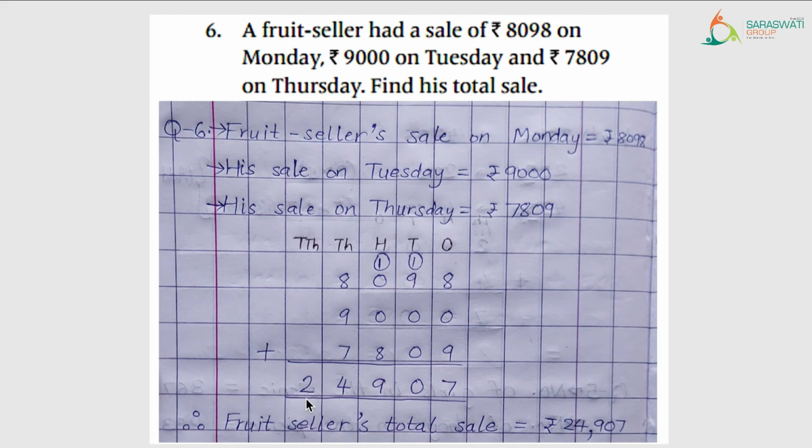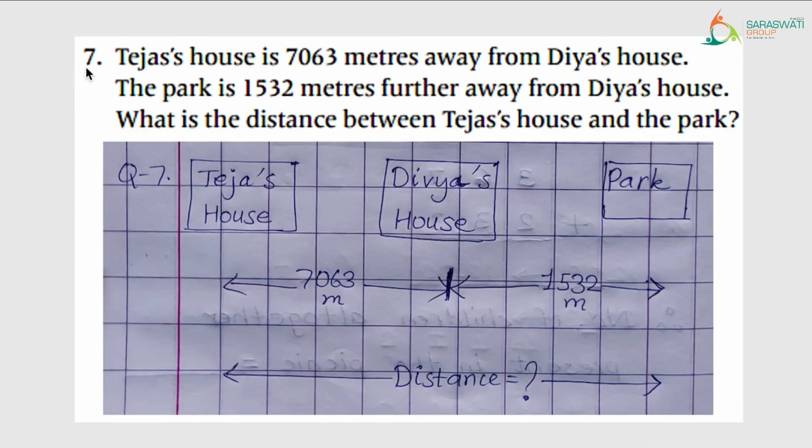And the final statement will be, therefore fruit seller's total sale is equal to, and then you have to write the amount along with the rupee symbol, right? And do not forget the comma over here. यहाँ पे 5 digits है, so you have to put the comma leaving 3 digits from the right hand side, right? And how do we read this 5 digit number? 24,907, right? So now next question, question 7.